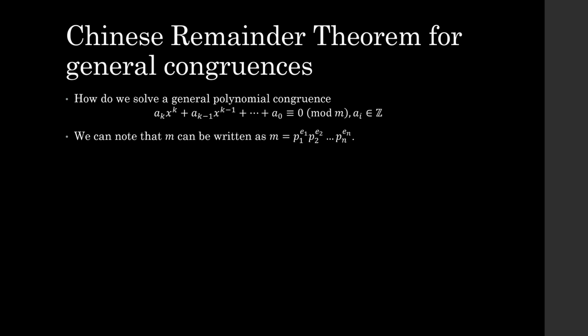Well, we can note that, just from the fundamental theorem of arithmetic, we can write m as a prime factorization, just powers of primes. So then any solution mod m is going to be a solution mod p_i to the e_i. Because, well, if m divides this whole polynomial here, then surely p_i to the e_i is also going to divide this polynomial, given some value of x.